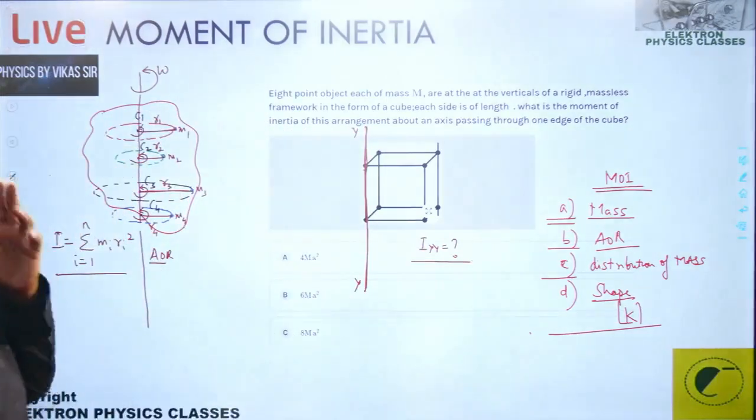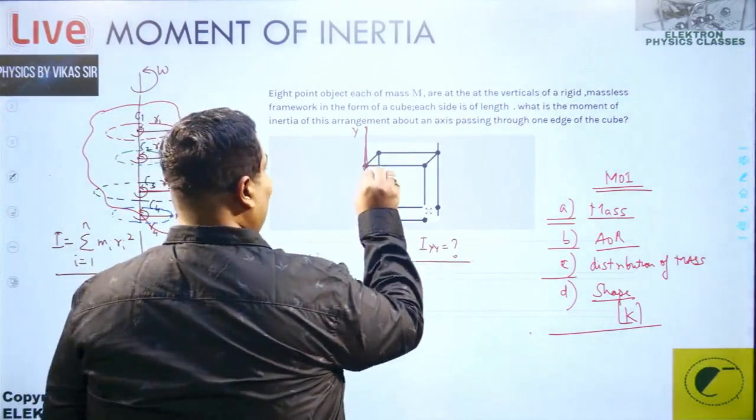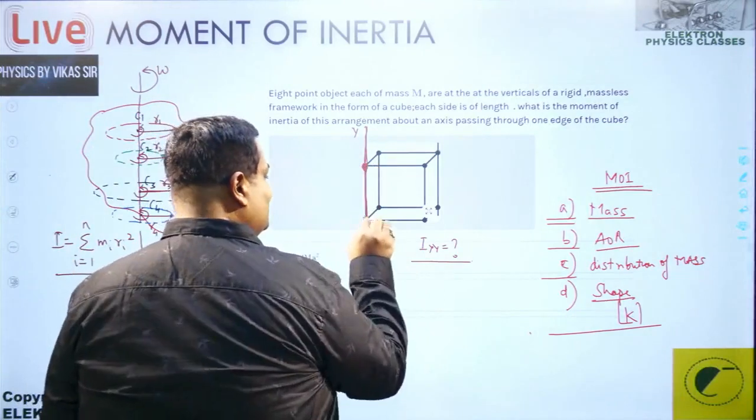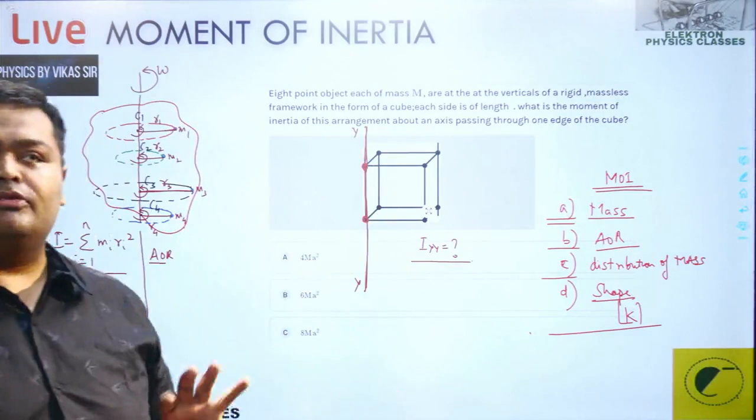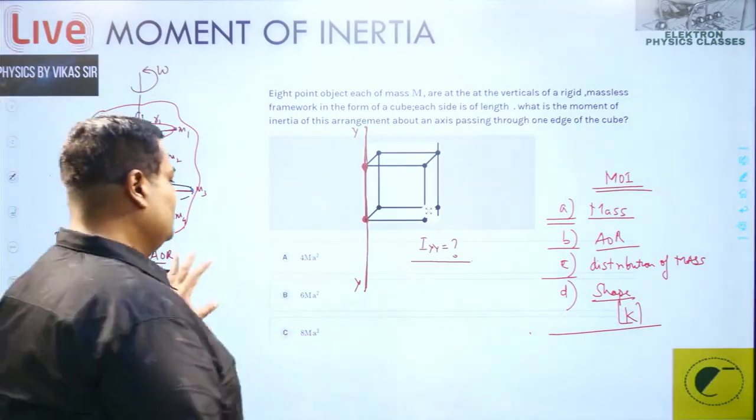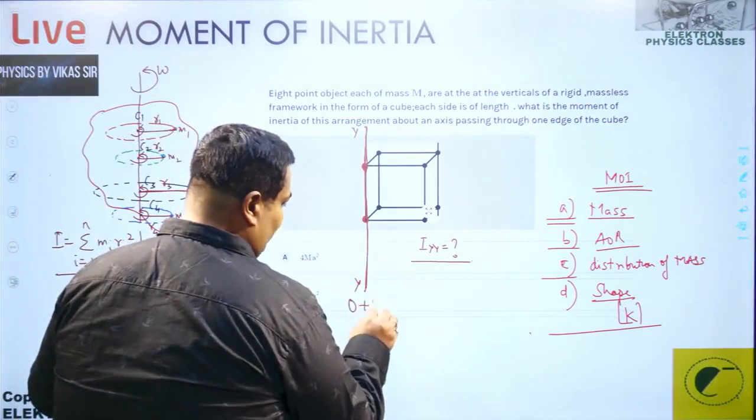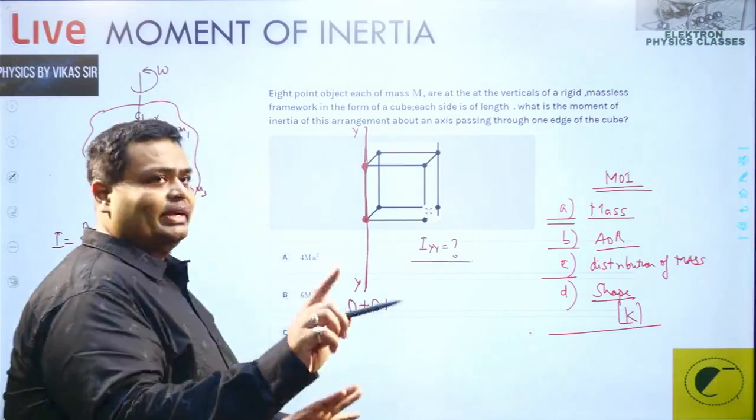Let's try this out. We have 8 particles. This particle's moment of inertia is 0. This is 0. Do we know why? Yes, because they lie on the axis itself. The perpendicular distance is 0. So we have 0 plus 0 for these 2 particles, in total we have 8.